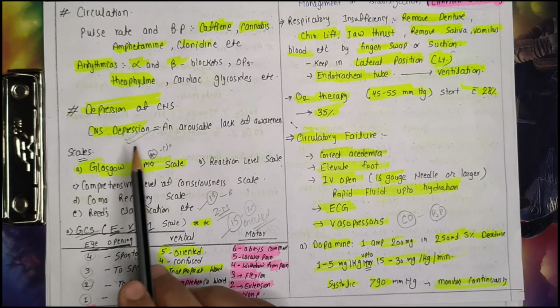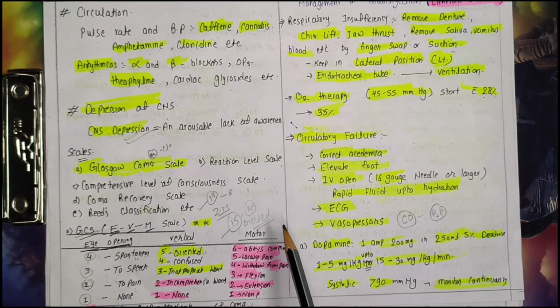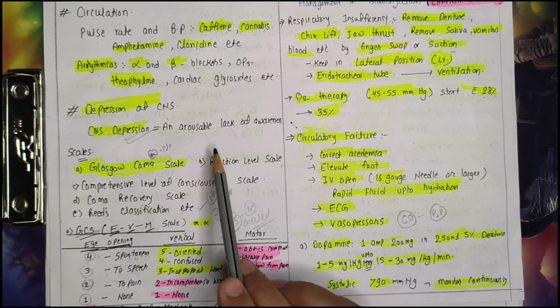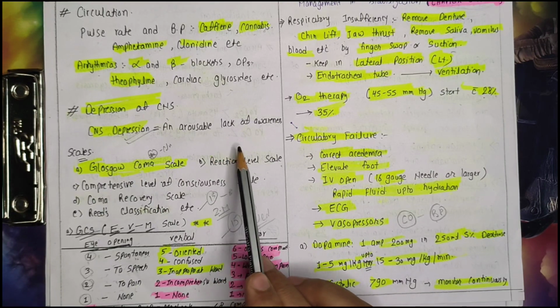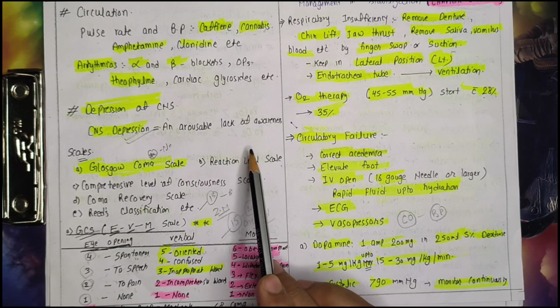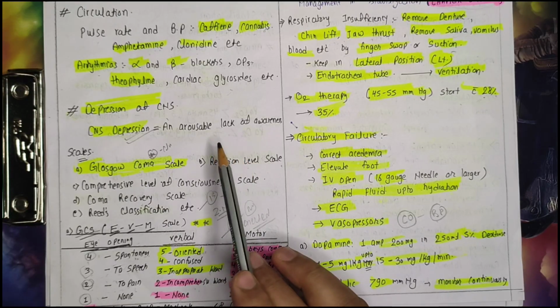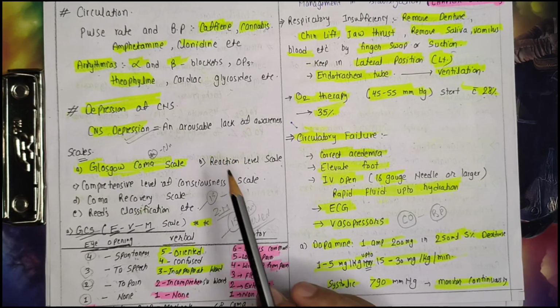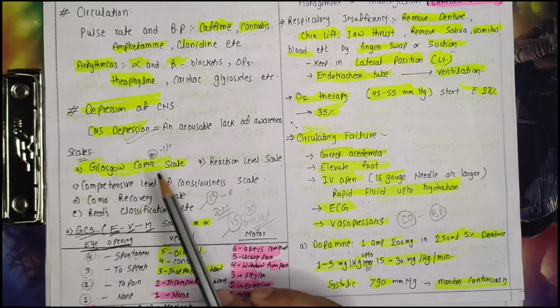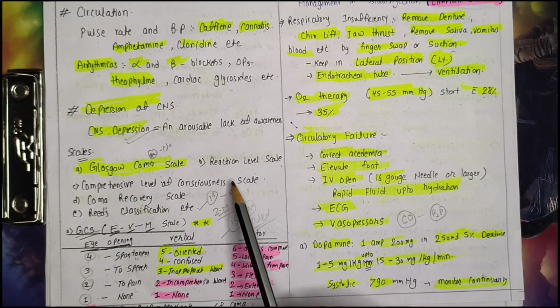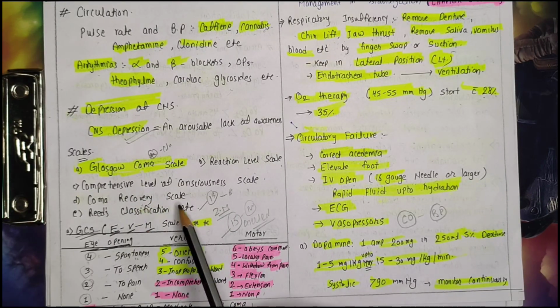Then another important parameter we have to assess is depression of the central nervous system. This depression is known as arousable lack of awareness, and we have to assess for this also. To assess the level of CNS depression, we have several scales, as we can see here: the Glasgow Coma Scale, the Reaction Level Scale, the Comprehensive Level of Consciousness Scale given by the European Union, the Coma Recovery Scale and Reed's classification.